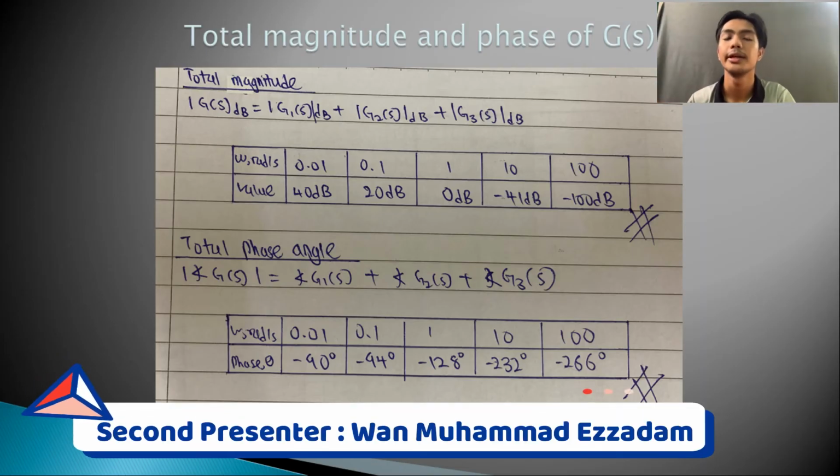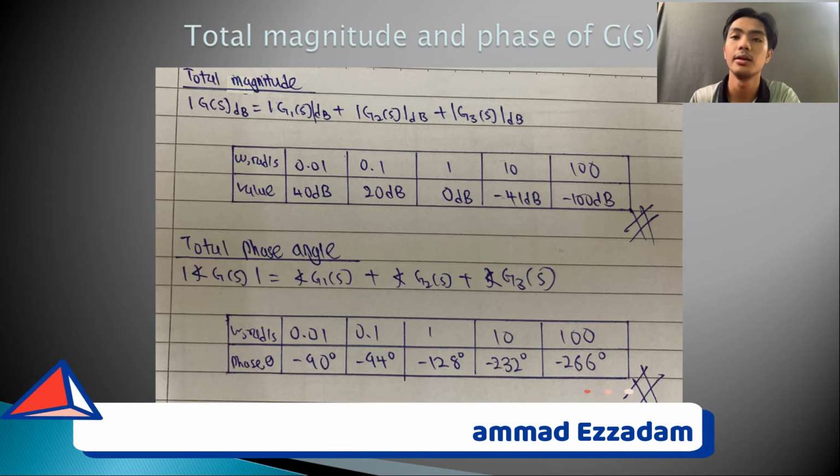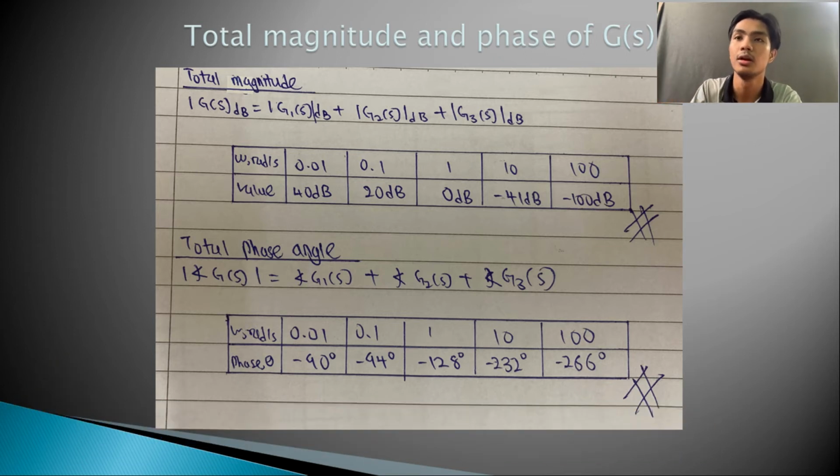Hi, my name is Wan Muhammad Izzadan, and I will continue our presentation regarding the total magnitude and phase angle of the transfer function. So previously, we divided our transfer function into 3 parts, which are G1, G2, and G3. To calculate the total magnitude, we need to sum the magnitude of each part of the transfer function.